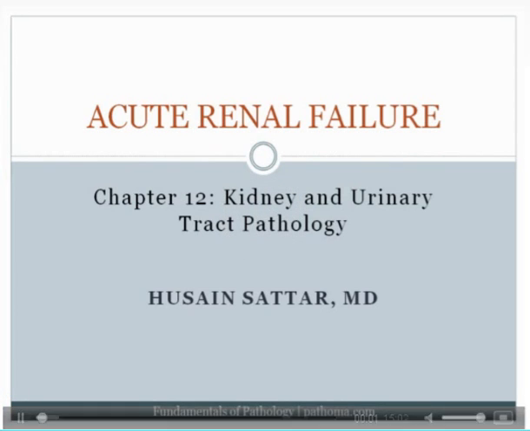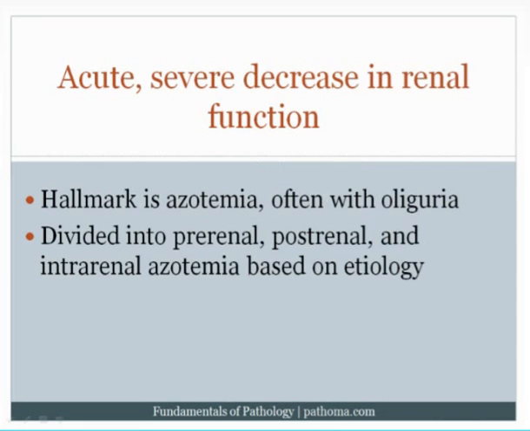Okay, moving on to acute renal failure. This is an acute severe decrease in renal function, the hallmark of which is azotemia. Azotemia refers to an increase in nitrogenous waste products in the blood, and it's commonly measured as an increase in the BUN and the creatinine. In addition, patients often have oliguria, and oliguria refers to low production of urine.